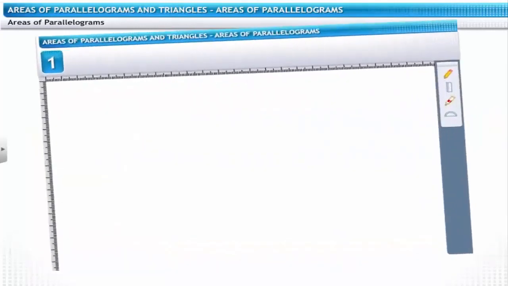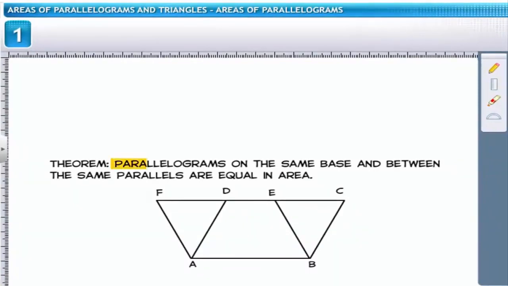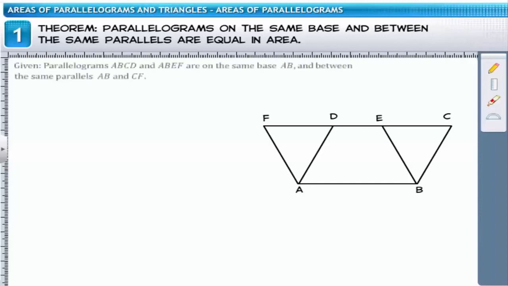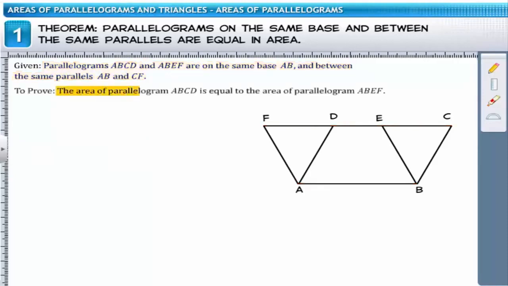Based on this activity, we arrive upon a theorem. Parallelograms on the same base and between the same parallels are equal in area. Now, let's prove this theorem mathematically. In the figure, parallelograms ABCD and ABEF are on the same base, AB, and between the same parallels AB and CF. We will prove that the area of the parallelogram ABCD is equal to the area of the parallelogram ABEF.